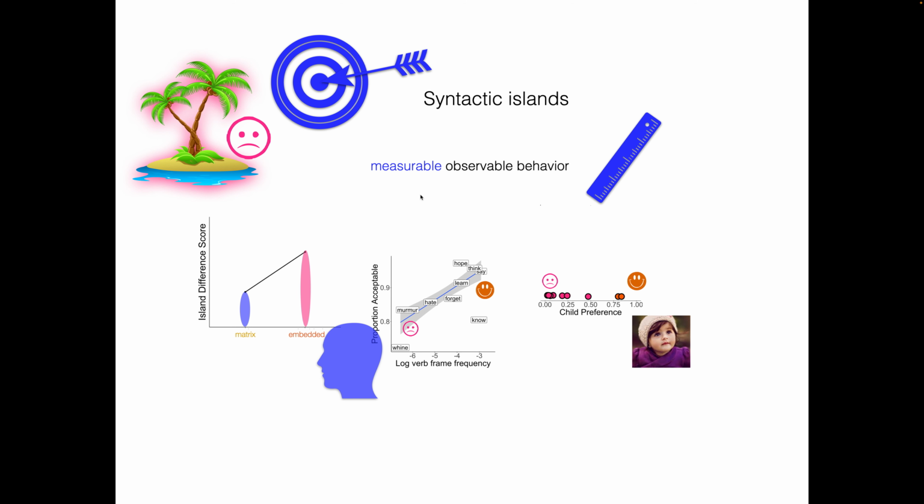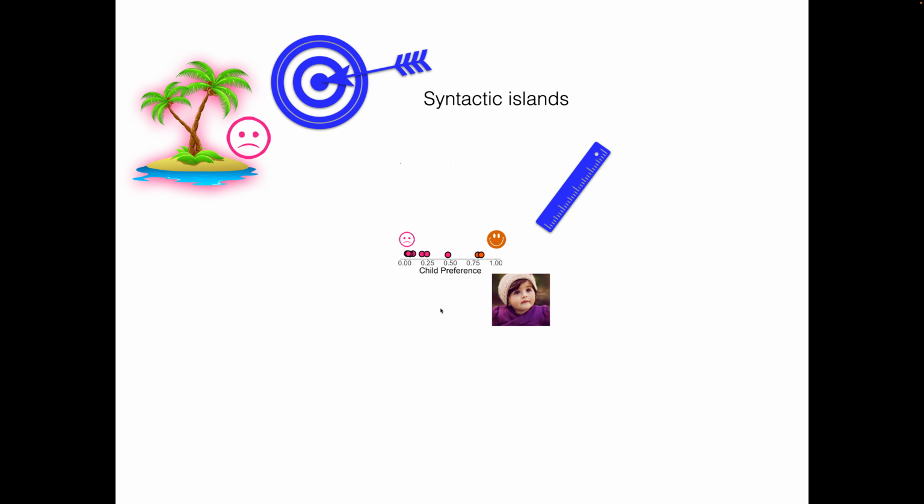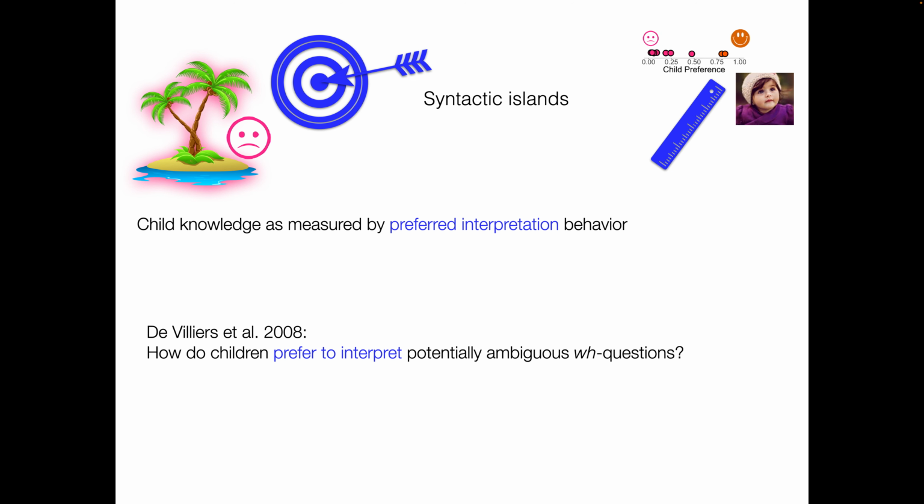Look now at some additional measurable, observable behavior about syntactic islands. Here we're going to turn to children's preferences. In particular, child knowledge is going to be measured by preferred interpretation behavior, because you can't just ask kids how acceptable they find a WH dependency, or at least we haven't found a good way yet. So instead, you have to do something a little bit more nuanced.